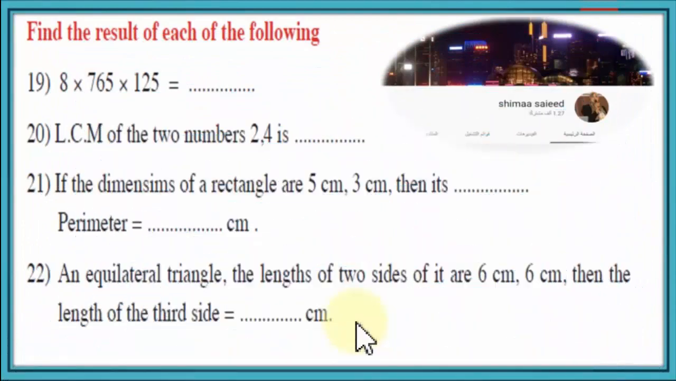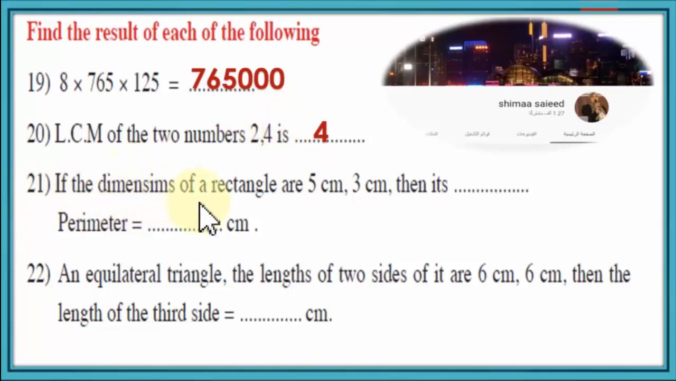Find the result of each of the following. 8 times 765 times 125. You know that 8 times 125 equals 1,000. So 765 times 1,000 equals 765,000. The lowest common multiple of the two numbers 2 and 4 is 4. 4 is divisible by 2, so the LCM is 4 and the HCF is 2.